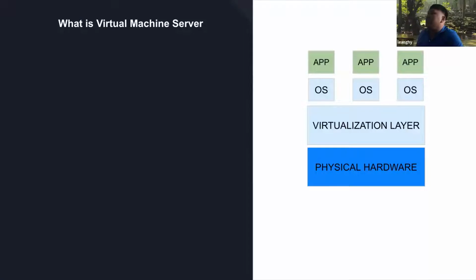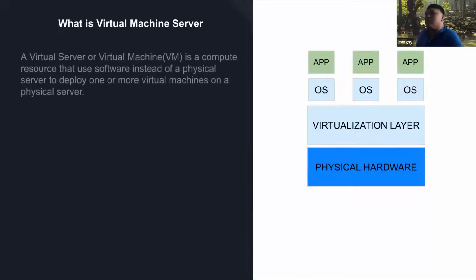Let me move to the next: what is a virtual server? A virtual server, or VM, is a compute resource that uses software instead of a physical server to deploy one or more virtual machines on a physical server. Normally we use hypervisor software to manage the resources and deploy virtual hardware to the VM. There can be one or more VMs.